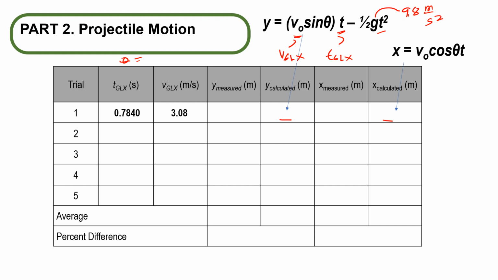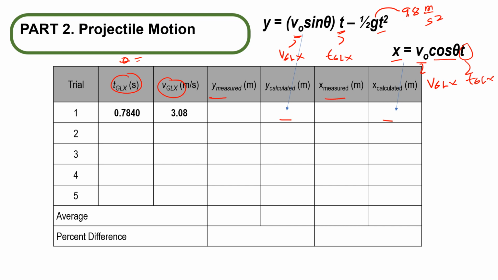For the x calculated, we use this formula: x, the horizontal displacement, is equal to the initial velocity VGLX, which is the reading here, times cosine theta, multiplied by the time TGLX, which is on the second column. These are the formulas we use to compute y calculated and x calculated. Now the question is, how can we get the y measured and the x measured?